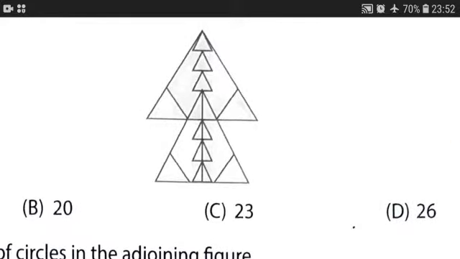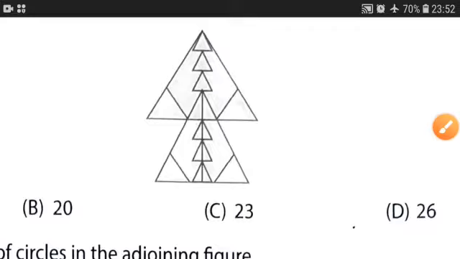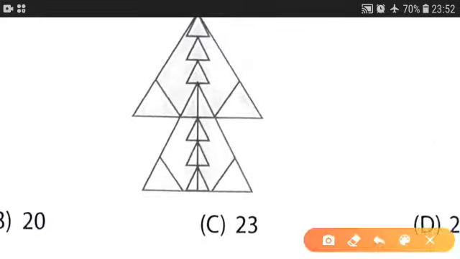First of all, let us take a concept. How many triangles are there? 1, 2, and the bigger one. There are 3 triangles. Okay, so we will use this concept here. Now count the triangles.